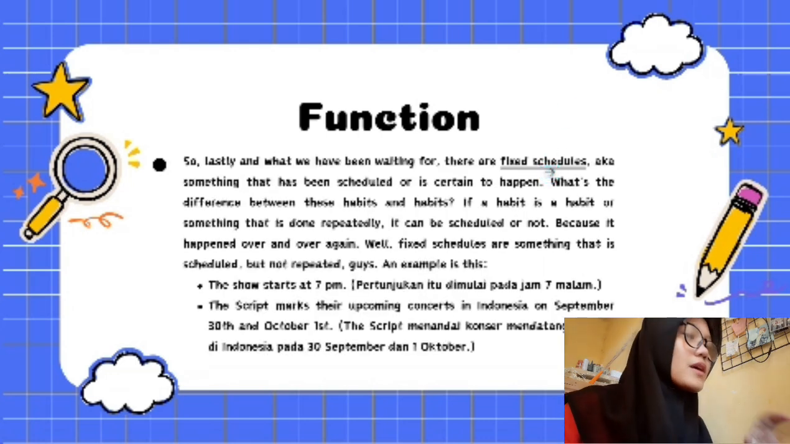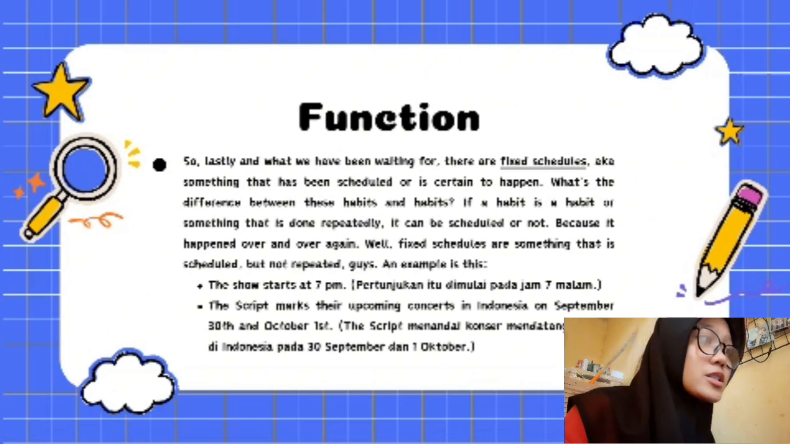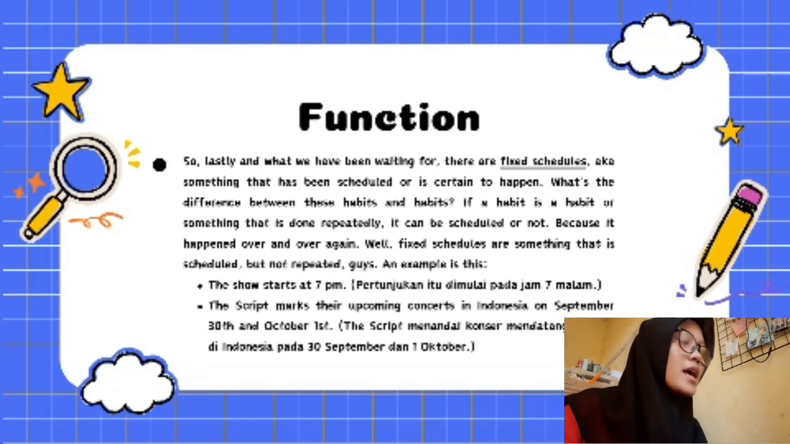Next, function number 4 is fixed schedules, aka something that has been scheduled or is certain to happen. What's the difference between fixed schedules and habits? A habit is something that is done repeatedly, so it can be scheduled or not because it happens over and over again. Well, fixed schedules are something that is scheduled but not repeated, guys.